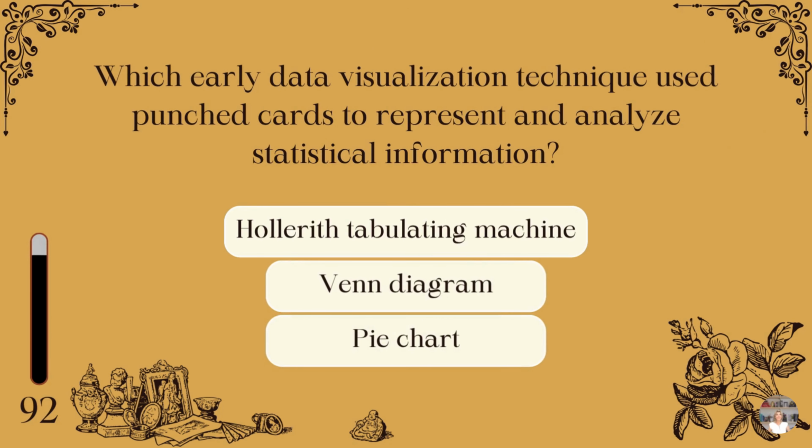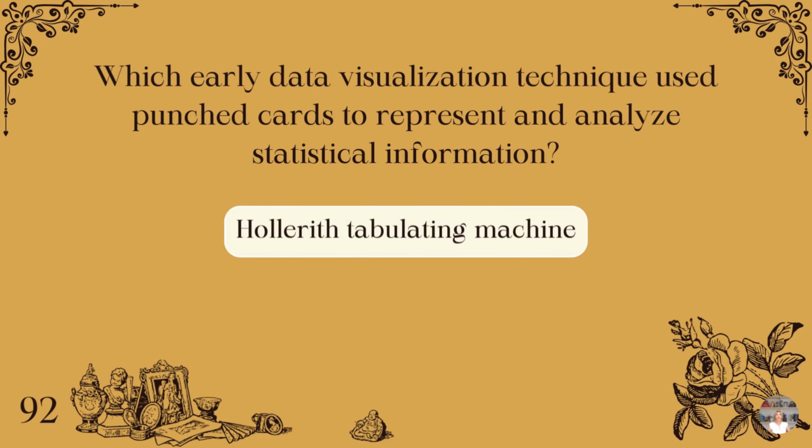Which early data visualization technique used punch cards to represent and analyze statistical information? Hollerith tabulating machine, Venn diagram, or pie chart? Hollerith tabulating machine.